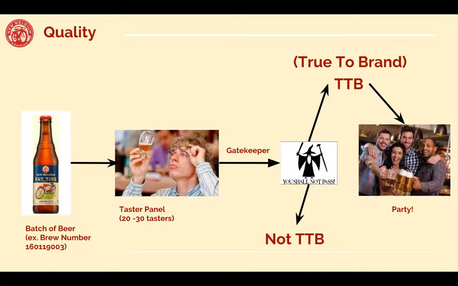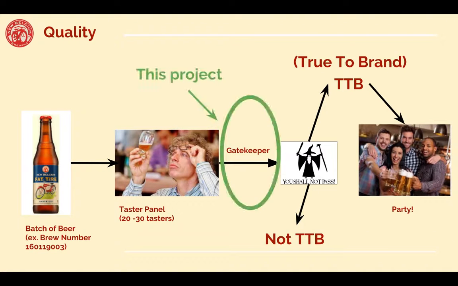New Belgium is serious about quality. They make a big batch of beer, and before it leaves, it has to go through an expert tasting panel where 20 to 30 tasters rate the beer, and all these results are passed to a final gatekeeper who has to give the final true to brand or not true to brand call. My project focuses on that data going to the gatekeeper.